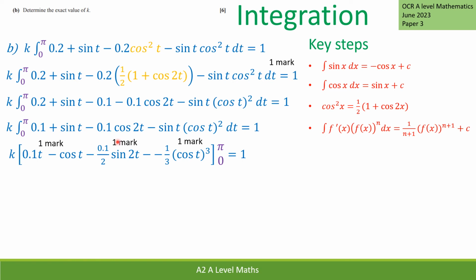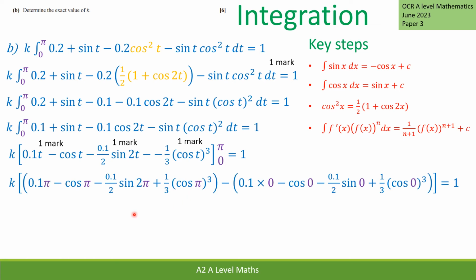From here, I could just tidy these 2 minuses to make a plus. 0.1 divided by 2 is 0.05, and I can put in the values of pi and 0. So by tidying this up a little bit, I've got the plus in here, I've put my pi's in at the front, and I've put my zeros in. Now just beware, when you put 0 in, not all the terms become 0, because sine and cos of 0 are not necessarily 0, so you need to check on your calculator or just know the values of sine and cos of 0.